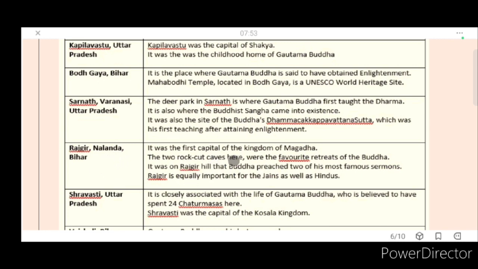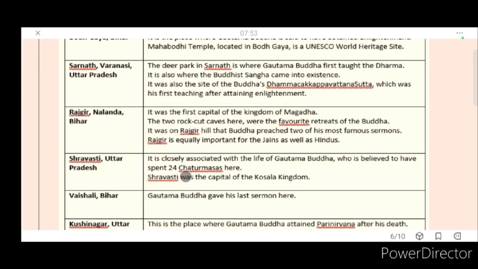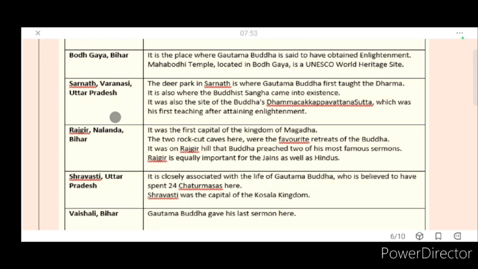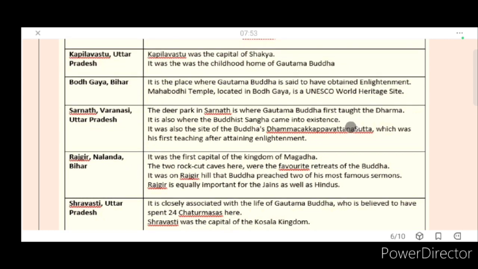It is the first capital of the Kingdom of Magadha. So you can see the two rock cut caves over there. So in Rajgir, Buddha preached two of his most famous sermons, the speeches. Okay, it is equally important for the Jains also. The Rajgir, very important. Sarnath is where Gautama Buddha first taught the Dharma, and Rajgir is the very famous place for the Jains also, where you can see the rock cut caves.